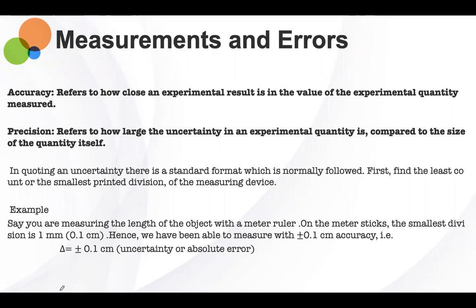So the first thing in measurements we have to look at is accuracy, right? And accuracy refers to how close an experimental result is to the value of the experimental quantity measured, right? I know that's a lot of reading, but, all right, how can I put this?